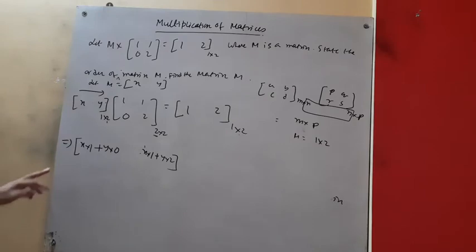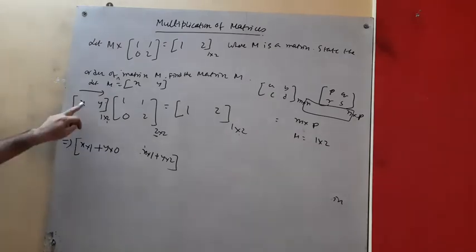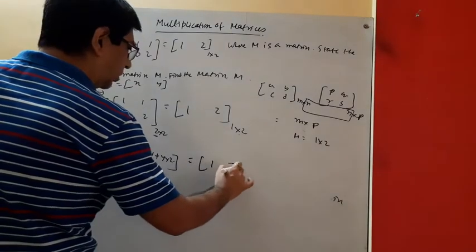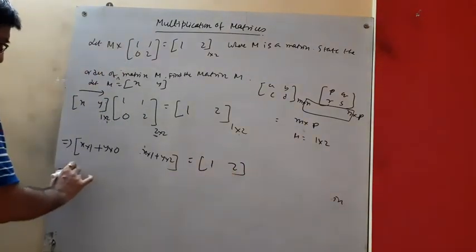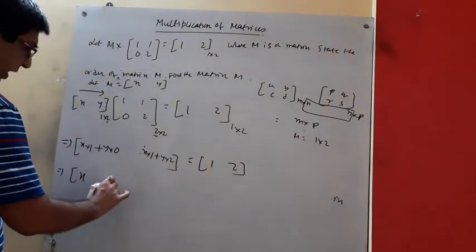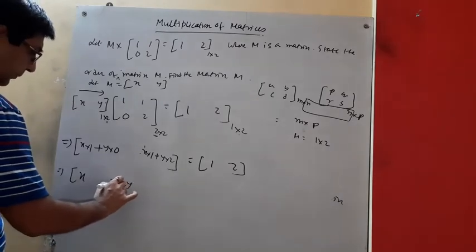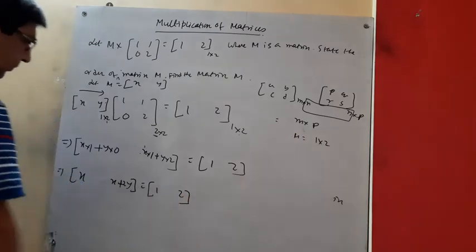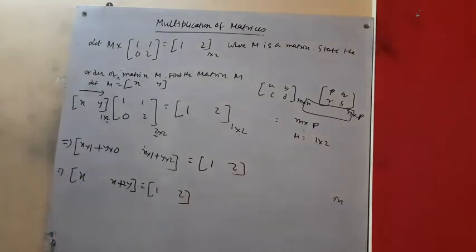x into 1 plus y into 0, and x into 1 plus y into 2. That is equal to [1, 2]. Now this is x, this is x plus 2y. [1, 2], right? [1, 2]. Okay. Now we have to find x and y.